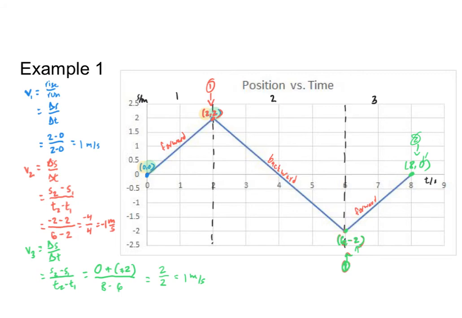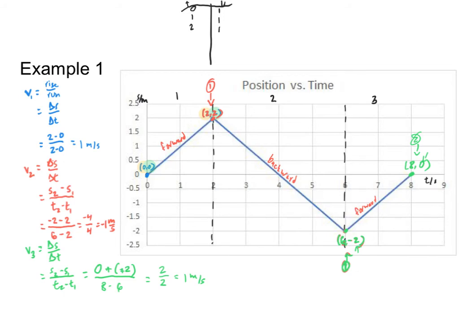So let's go ahead and summarize our results in a table. So for my first 2 seconds, so 0, 1, 2 seconds, that's my time, I am going to be moving with a velocity of 1 meter per second. And I'm not going to put my labels in, even though I know that that's bad practice, just to save a little bit of space here.